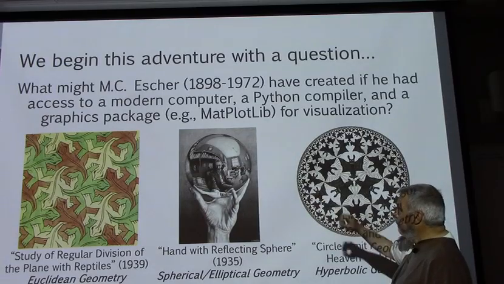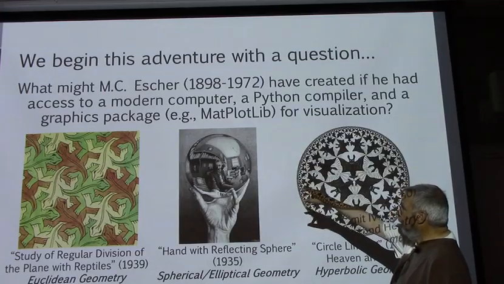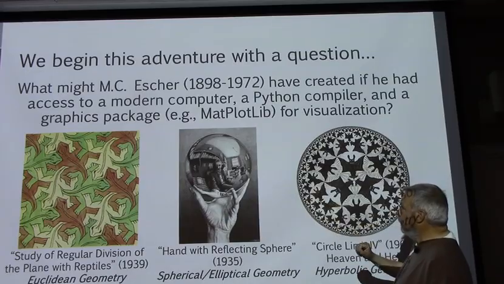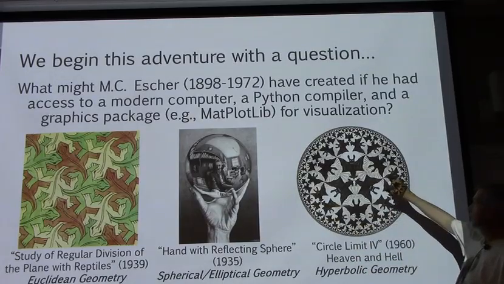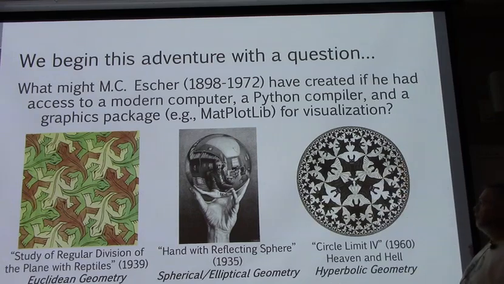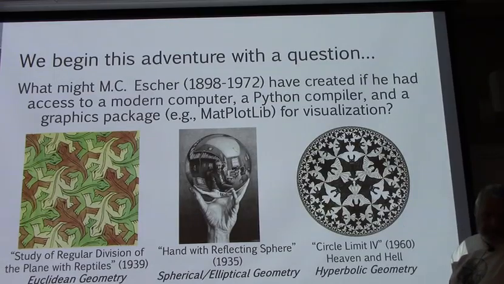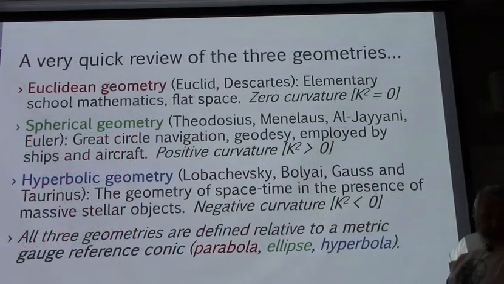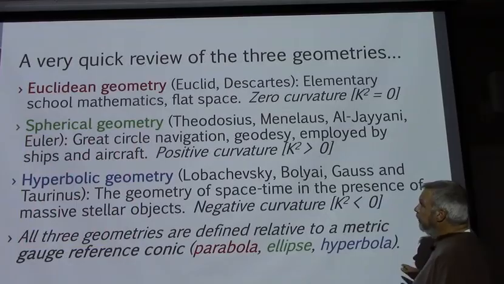He also did some stuff in spherical and elliptical geometry, so he was looking at anamorphic art reflected on a sphere. And he also did hyperbolic tessellation, so that if this were projected upward onto a curved surface, it would look completely normal, but this is distorted so that essentially the curvature is reflected. So, again, three geometries. These are the ones we know about.